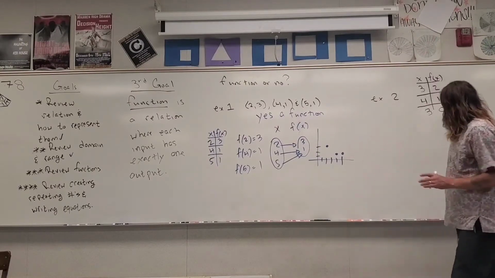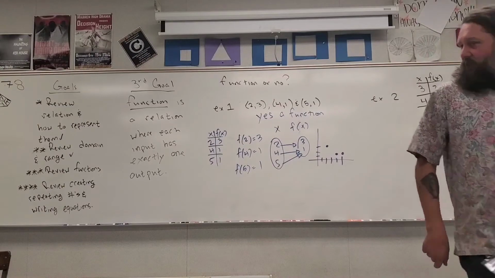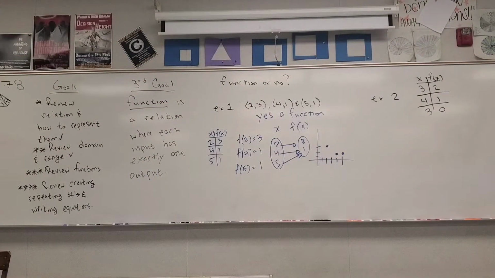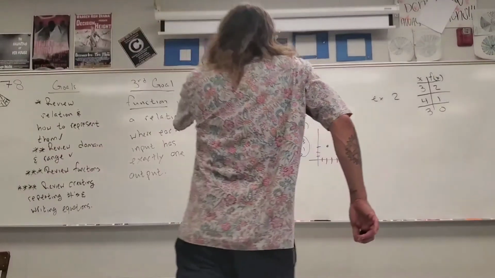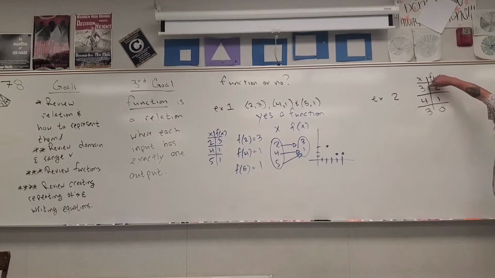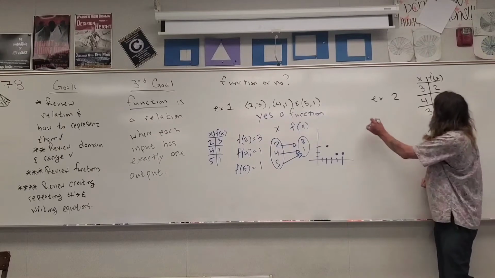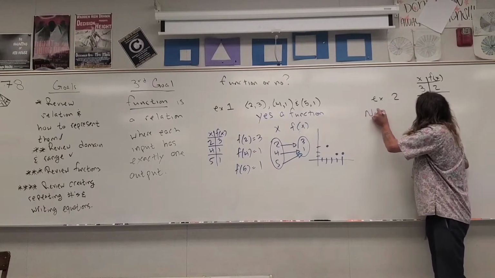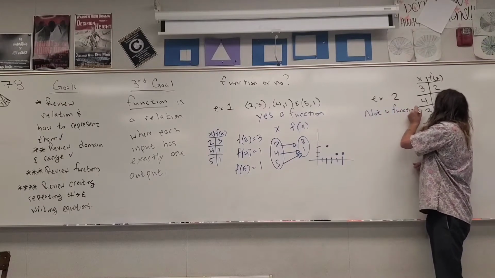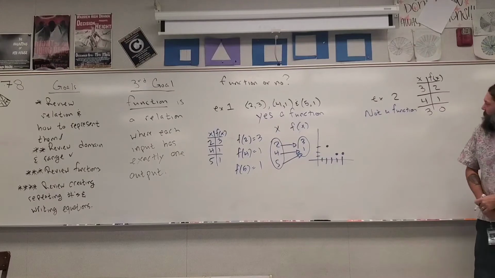So let's move on now to example 2. Before I finish example 2, I want to make sure that everything's on the whiteboard here. Okay, I'm good. So again, a function is a relation where each input has exactly one output. Input 3 makes output 2, input 4 makes output 1, input 3 makes output 0. This is not a function.